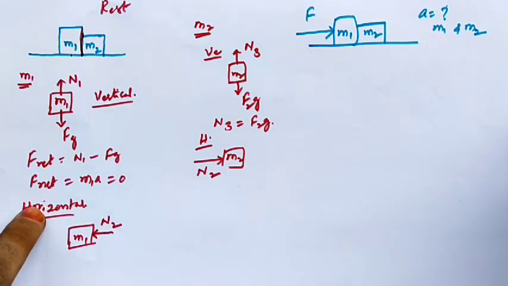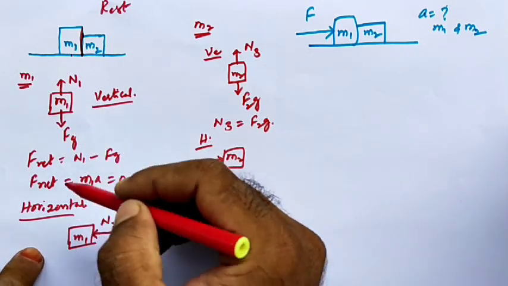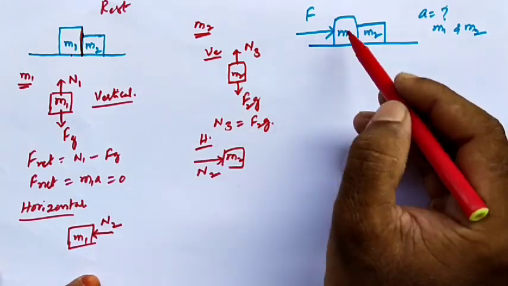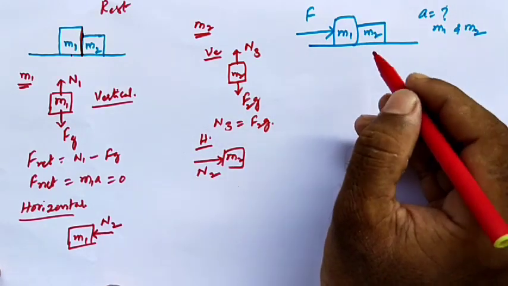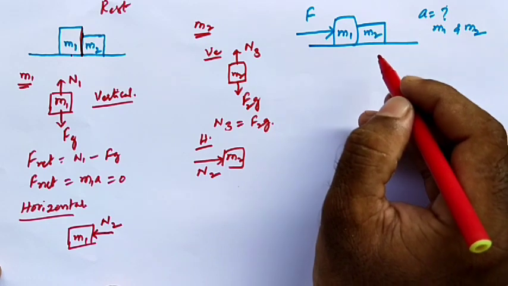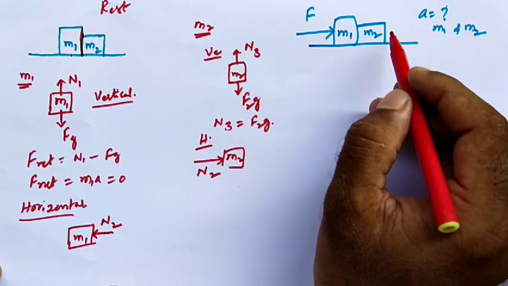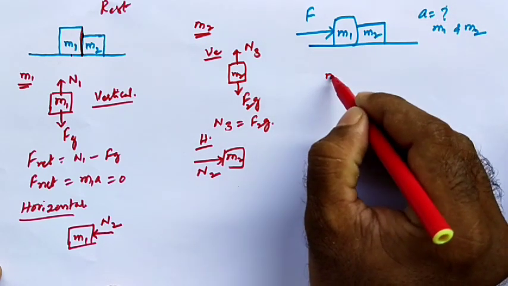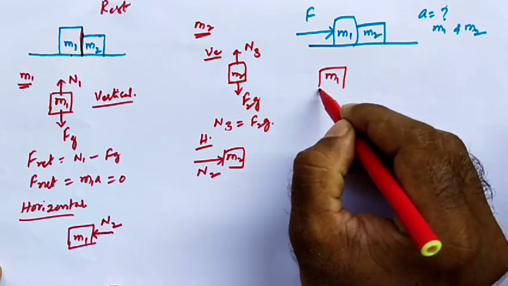Now let us see. I am not going to draw the vertical free body diagram because vertically there is no motion, so we can neglect that. We can omit that part. Only the motion is along the horizontal direction. Now write the free body diagram for M1.